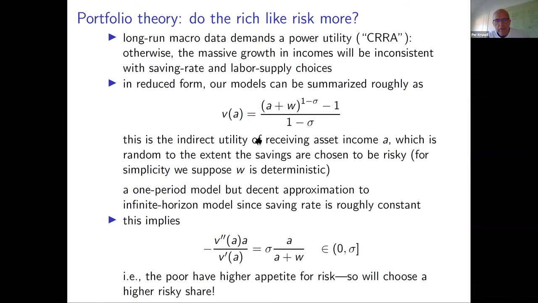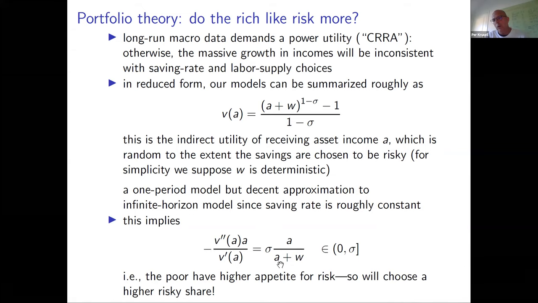But if you just use this value function, and I'm sure a lot of you know this, and you calculate the measure of relative risk aversion, which is important for understanding the risky share, you see that it's sigma times A over A plus W. So this is clearly between zero and sigma. If A is very large, it is sigma. But if A is low, it's much lower than sigma. Low values mean you are less risk averse. So very clearly, you can have a risk aversion of like zero here.